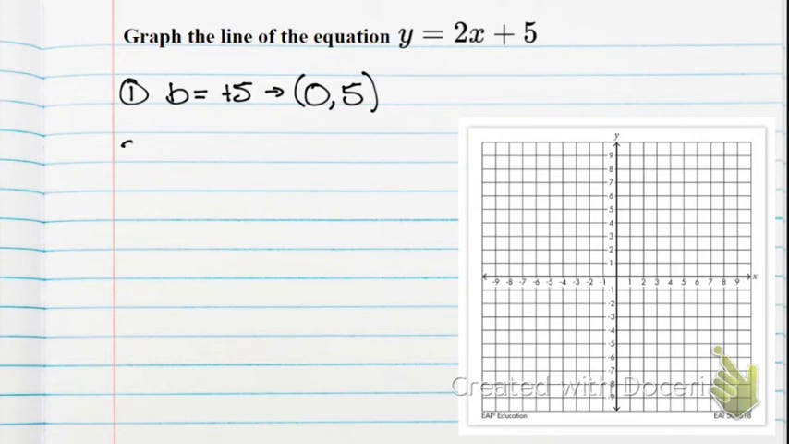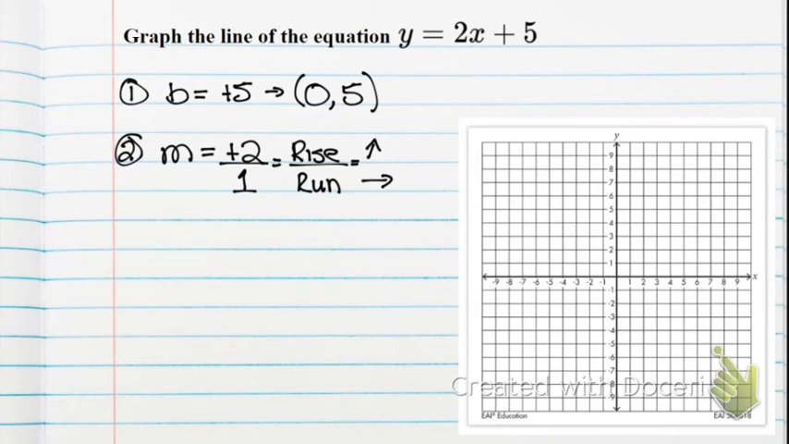Now the second thing we need is our slope. And our slope is represented by the number that is in front of our x in the equation, which is a positive 2 this time. But by it being a whole number, we have to make it a fraction by putting 1 under it. Now, it has to be a fraction because we have to use rise over run. The rise over run will tell us what directions to go. So because it's a positive 2, we're going to go up 2 blocks and then to the right 1 block.